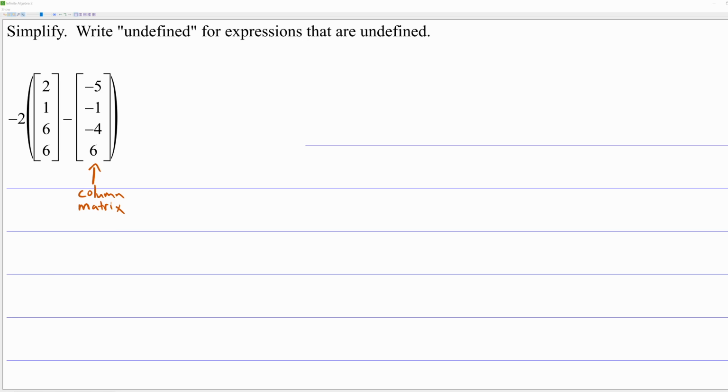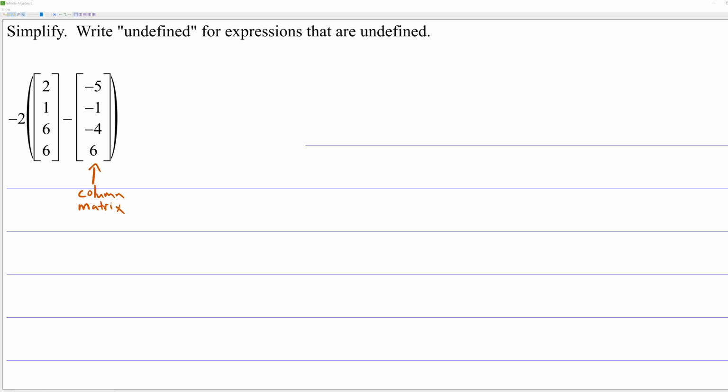Now, you have options for this problem. You could, if you wanted to, use the distributive property and multiply the scalar, -2, times both of these matrices, and then do the subtraction. I'm not going to do it that way. I'm lazy and I don't want to write down that much information, but you could use the distributive property. I just wanted to mention that.